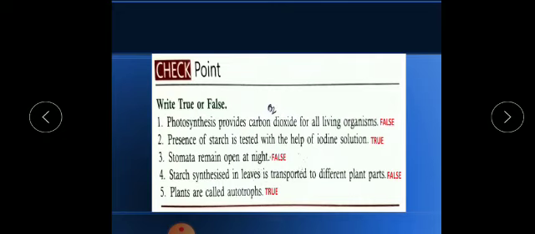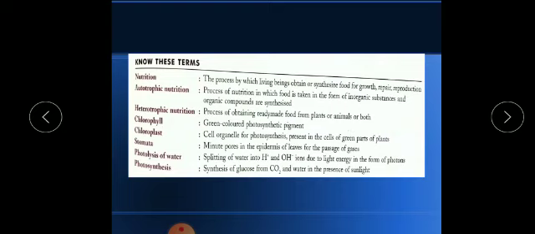Now, so we can say green plants are called autotrophs. So this is true. Then next, page number 57, few terms are given. You can see here nutrition, autotrophic nutrition, what is heterotrophic nutrition, chlorophyll, chloroplast, stomata, photolysis of water, photosynthesis. These are the definitions, and these definitions you have to write in your copy. So from the book page number 57, first paragraph only, these are given. So please write down all these definitions in your copy.